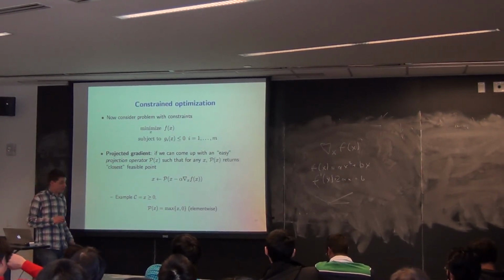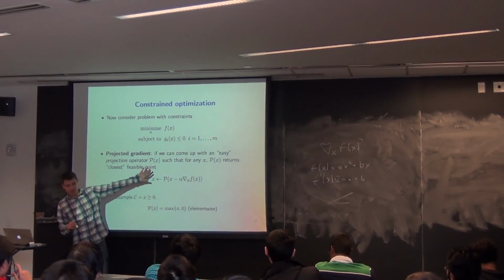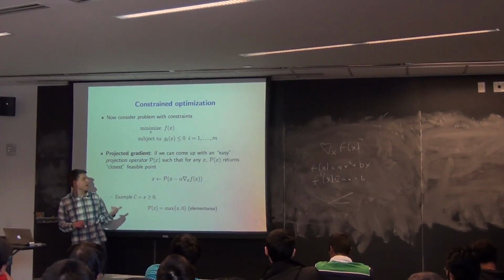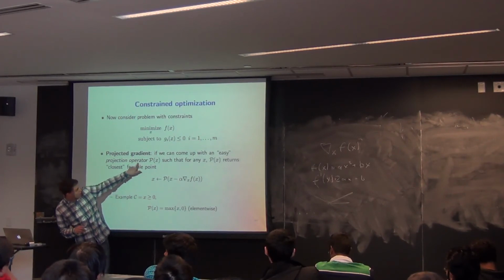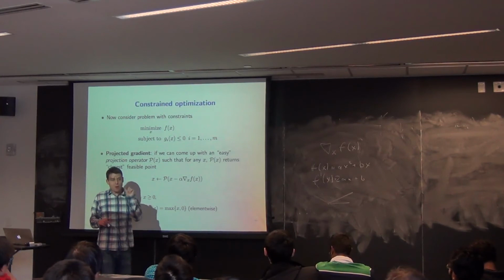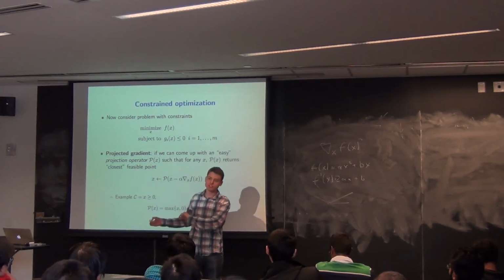And for constrained optimization, there are actually now a few things you can do. There are a lot more things than this you can do, by the way, but there are a few. One of the simplest methods is if you can come up with what's called a projection operator. This is an operator that takes any point and projects onto the feasible set.